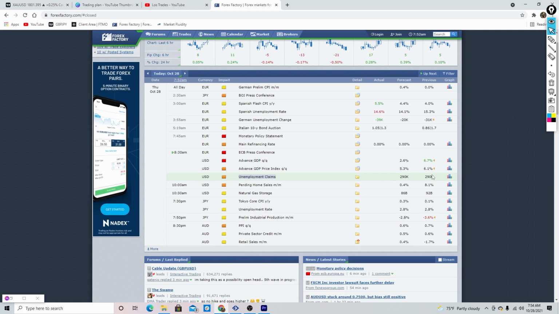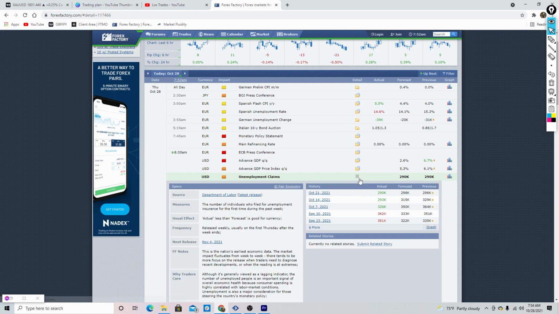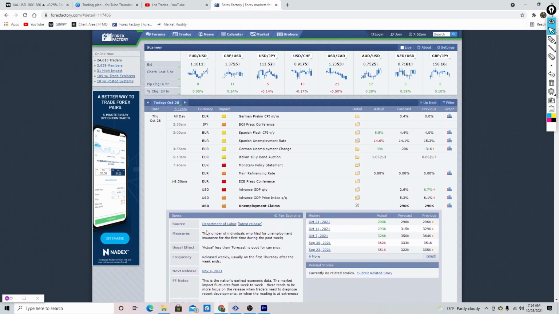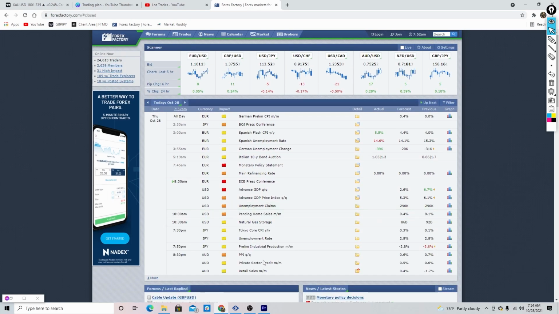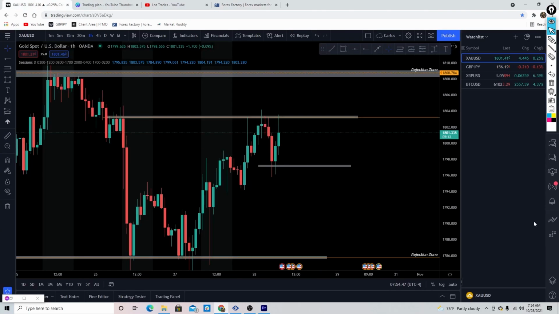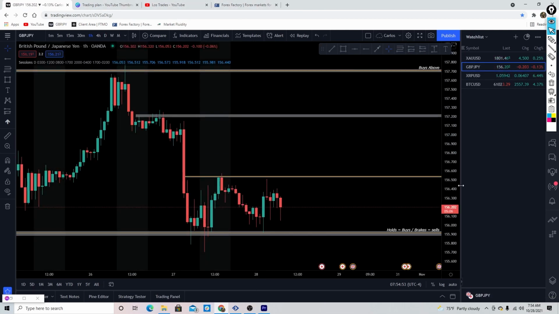Previously we had 290 people file for unemployment. They're forecasting the exact same number. Okay, it's a pretty news packed day here today on gold. Plus the fact that it's the end of the month, plus the fact that we have a lot of news, we really have to be careful trading today. We really, really have to be careful trading today.